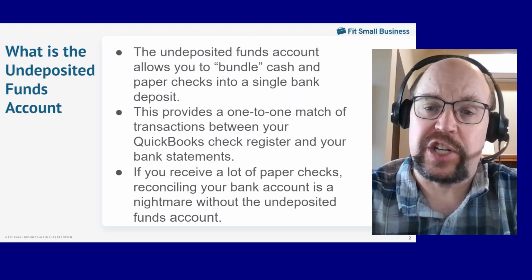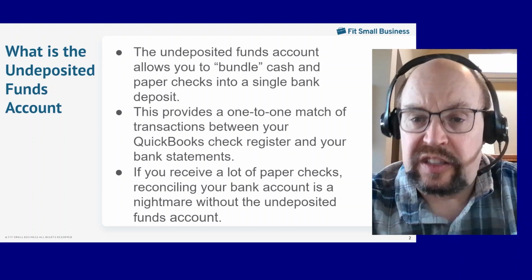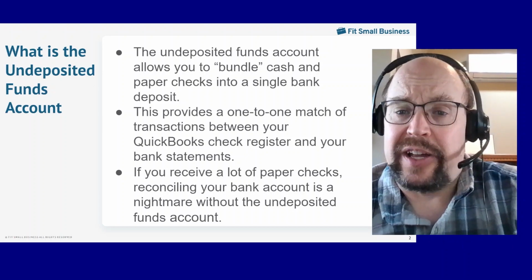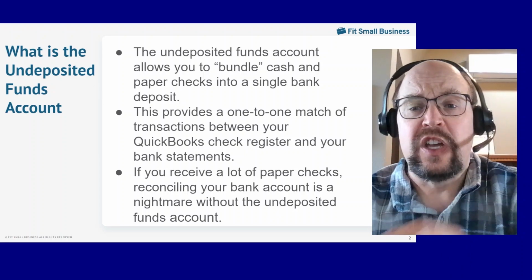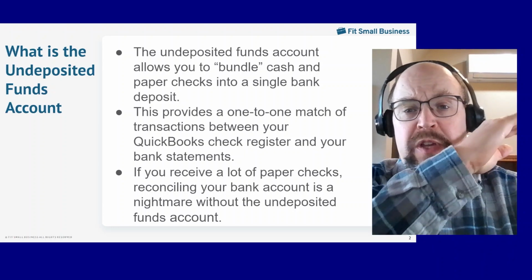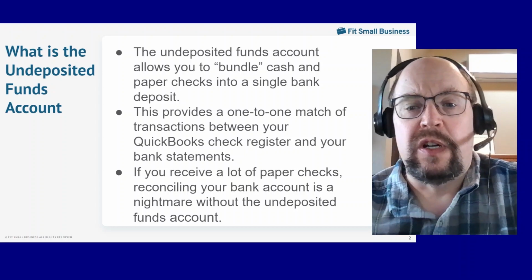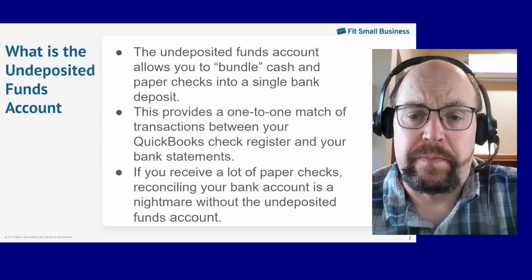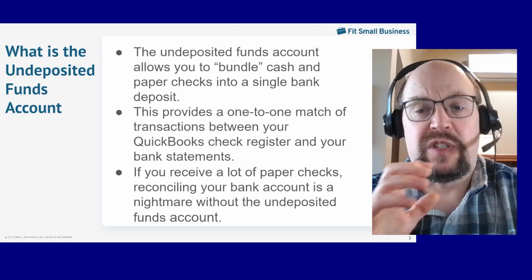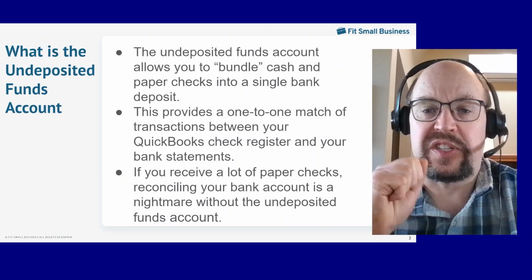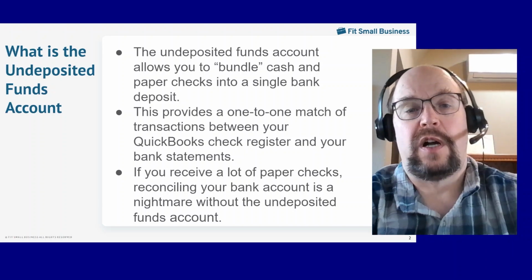If you take a pile of checks to your bank, you fill out a deposit slip, you give it to the bank, your bank statement just shows one lump sum. Well, when you go to reconcile your checking register in QuickBooks Online to your bank statement at the end of the month, you need to have a one-to-one match there. You don't want 30 checks showing in your check register and just the lump sum amount showing in your bank statement, right? That would be incredibly hard to reconcile. So what this does, it makes the reconciliation easy by allowing you to lump cash and physical checks together into a single deposit, which then matches perfectly your bank statement. So that's why we want to use our undeposited funds account.